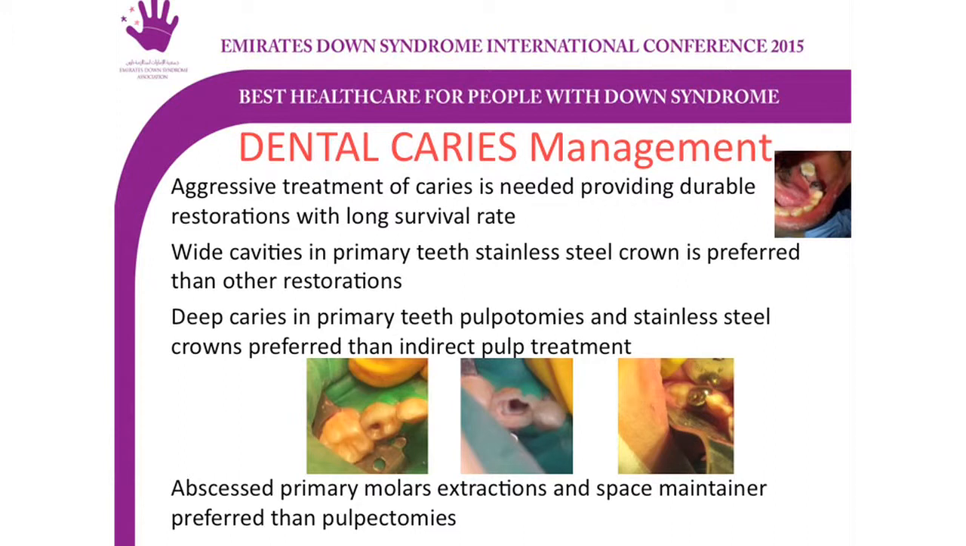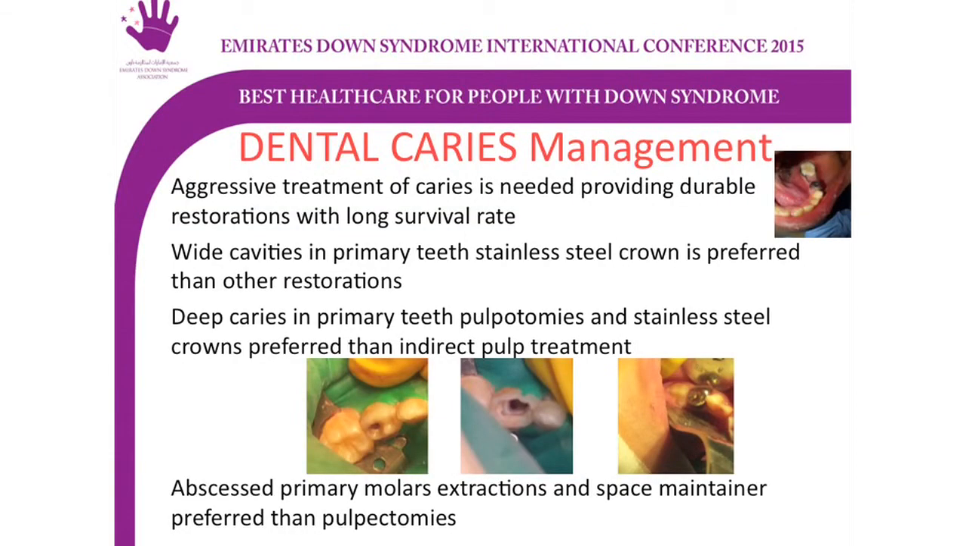So if we have a wide restoration, it is always better for us to do a stainless steel crown. This is an example of a stainless steel crown. This crown is made of stainless steel, and it covers the whole tooth structure. It's very durable, and it lasts until this primary tooth exfoliates and the permanent one comes. So it's better than amalgam and composite to put stainless steel crowns.